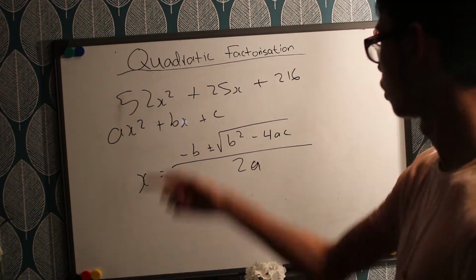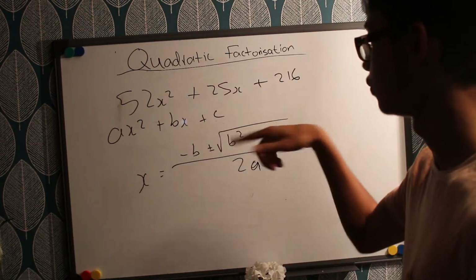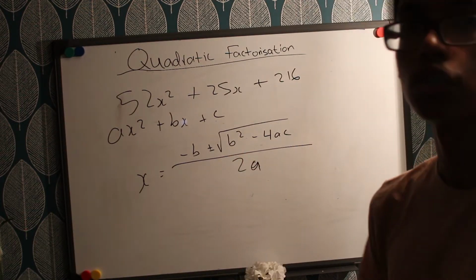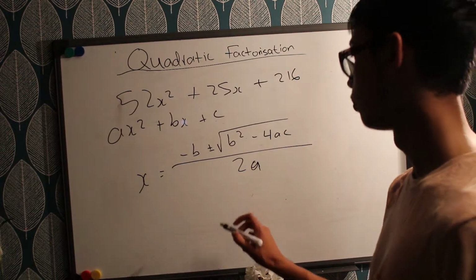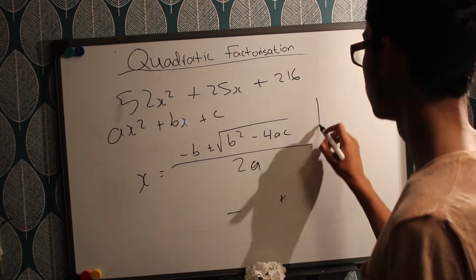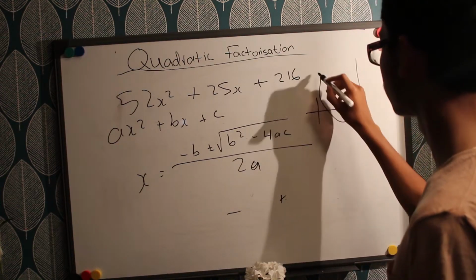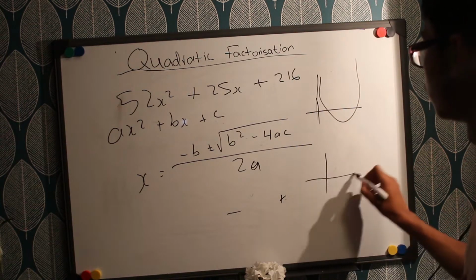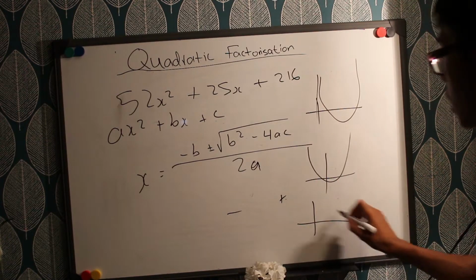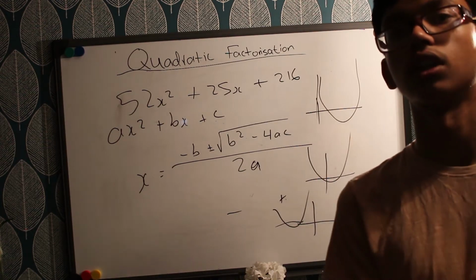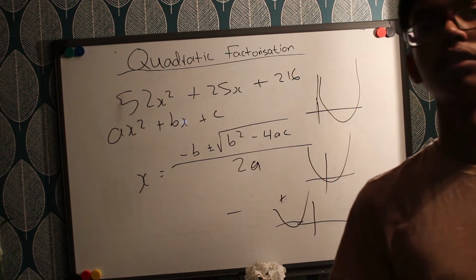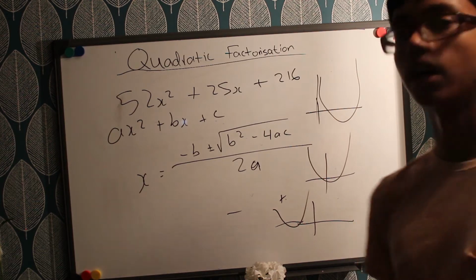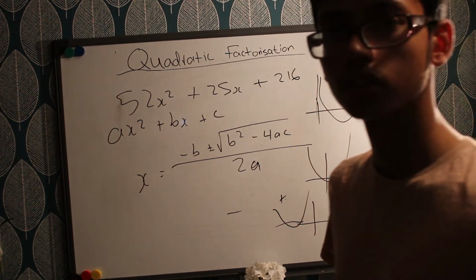Once you've done that, you do the next one. So if you did plus, you do a minus next, and if you did a minus, you do plus next. And then you should get two solutions for x. They can both be negative, they can both be positive. It depends on how the quadratic graph looks. So you can sometimes have two positive values, one positive and one negative, or two negative. Gia will teach you how to draw quadratic graphs in a later video.